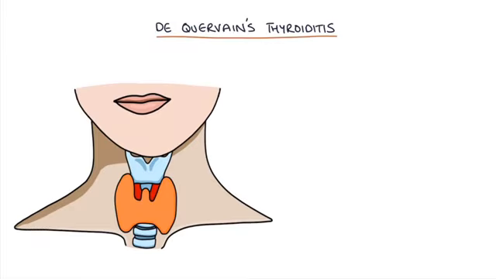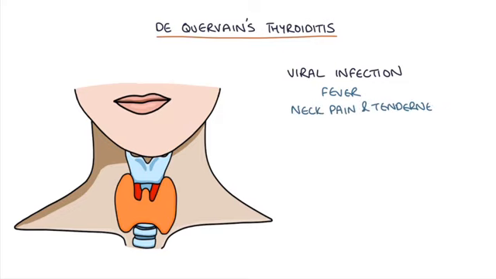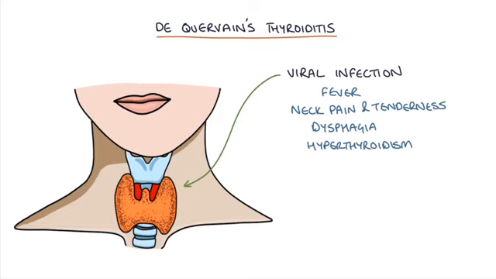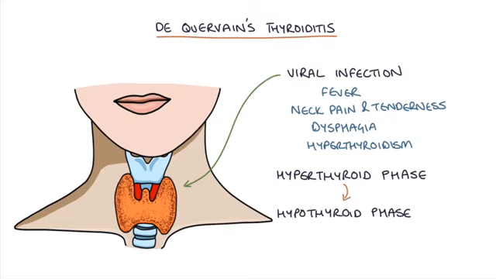There's a condition called de Quervain's thyroiditis, and this describes a presentation of a viral infection with fever, neck pain and tenderness, dysphagia, and features of hyperthyroidism. And this is where there's a viral infection that's causing a bit of pain and inflammation in the thyroid gland. There's a hyperthyroid phase, and this is followed by a hypothyroid phase as the TSH levels fall due to negative feedback from the high thyroid gland. And then after the hypothyroid phase, thyroid function tests will return to normal.